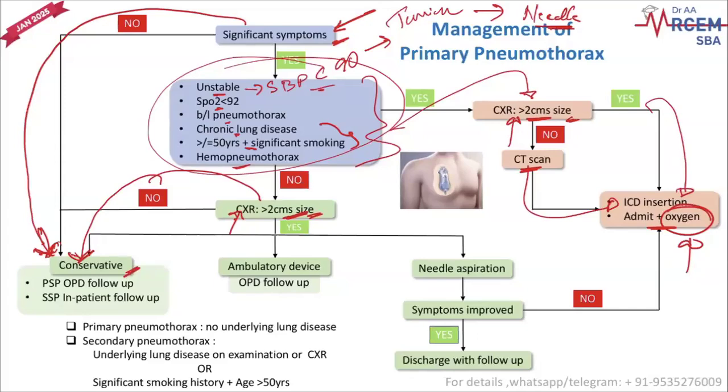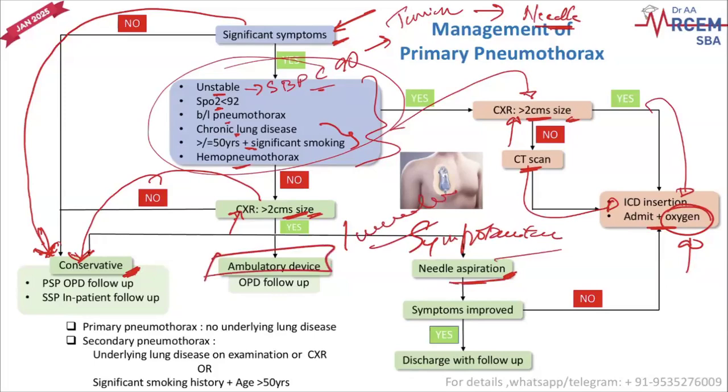Doctor, I'm scared of interventions. Can some conservative management be done? Yes, it can be done. No, I want immediate symptomatic relief. Then you will go ahead with needle aspiration. Immediate symptomatic relief, he wants to feel better, it should be done immediately. Then you go ahead with needle aspiration.